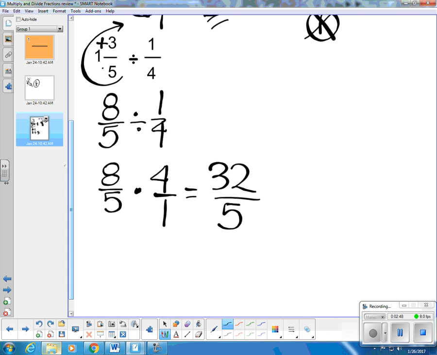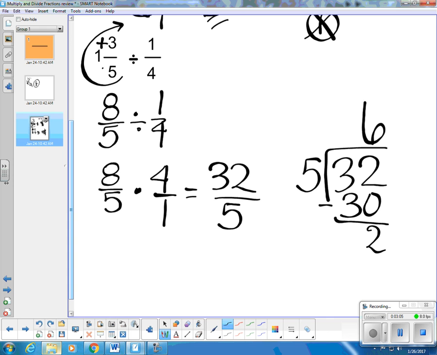Again, it's an improper fraction, so we need to make it into a mixed number. The 32 can't be carried by the 5 for very long, so the 32 drops down into the box and 5 goes on the outside. 5 goes into 32 6 times, and then we have 2 left over. Our bottom number gets a promotion and goes to the top. Our denominator stays the same. It was 5, it's still 5. And our quotient becomes our whole number, so 6 and 2/5.